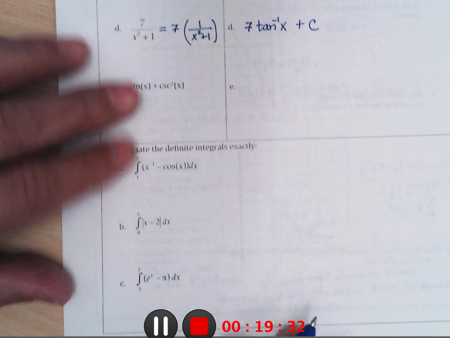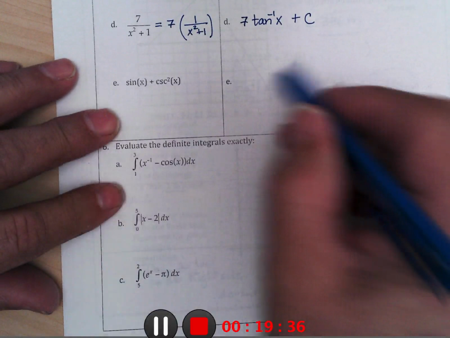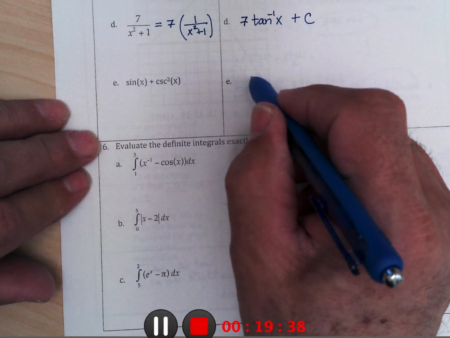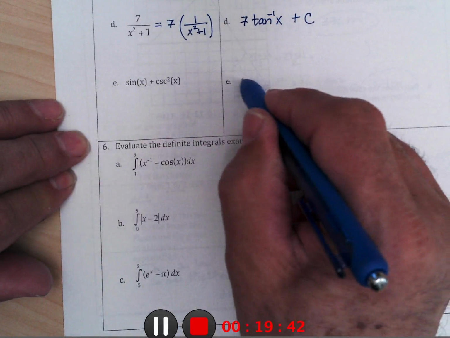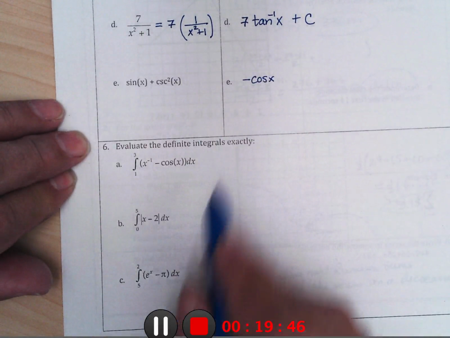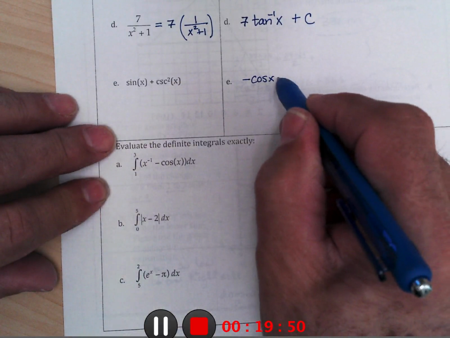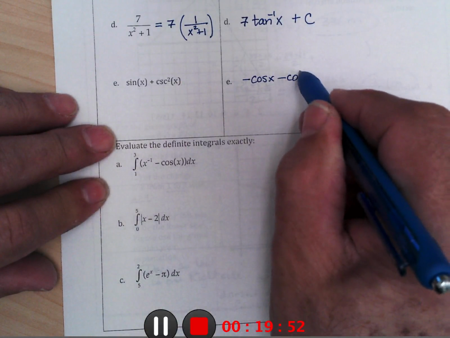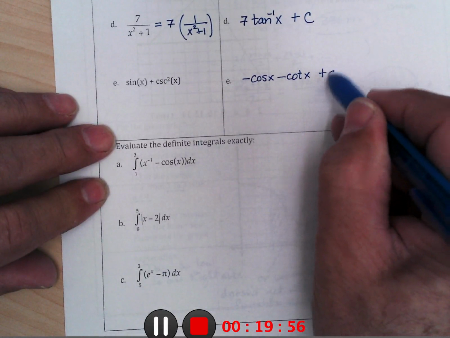And this one, the antiderivative of sine x is not cosine x, because the derivative of cosine x is negative sine, so it's negative cosine x to make it a plus sign. And the antiderivative of cosecant squared is a negative cotangent plus c.